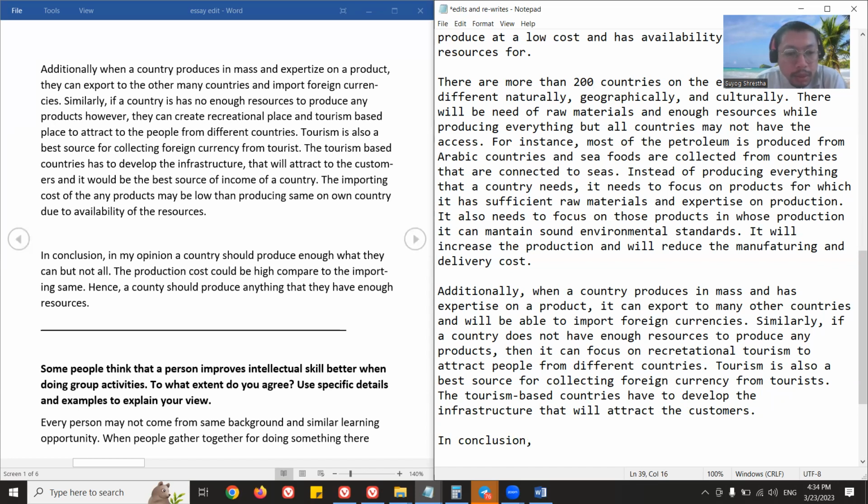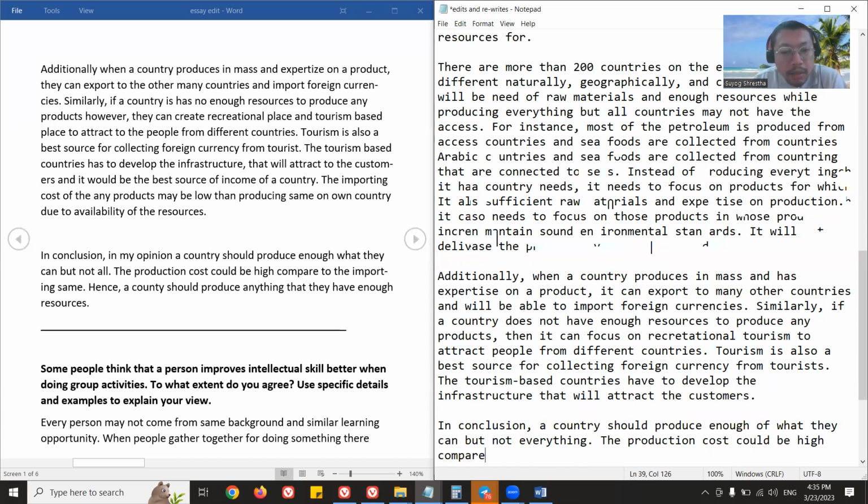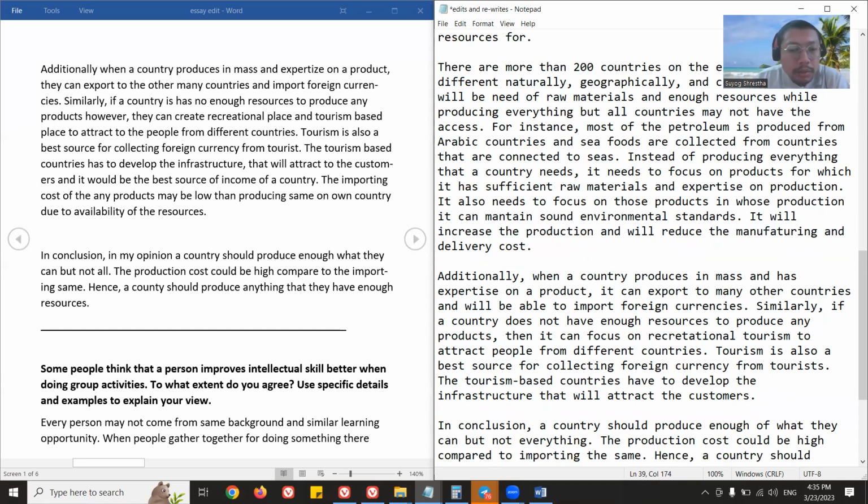In conclusion is enough. A country should produce enough of what they can, but not everything. Okay, the production cost could be high compared to importing the same. Very good point. Okay, so hence a country should produce anything they have enough resources. He said the same thing twice, so I'm just going to combine these sentences. Now look at how I'm combining.